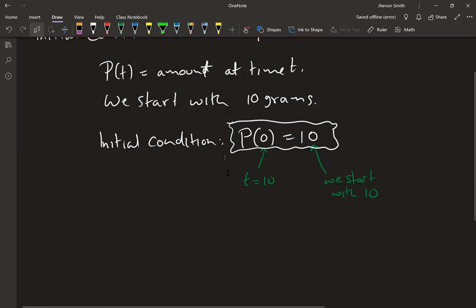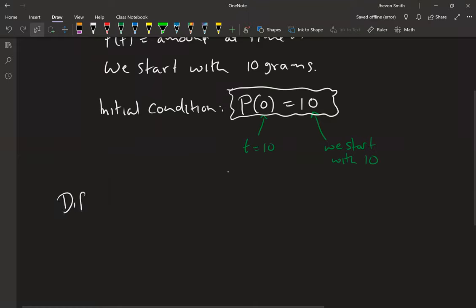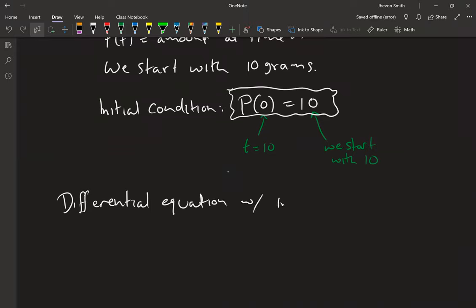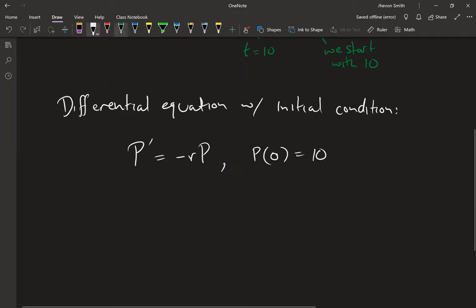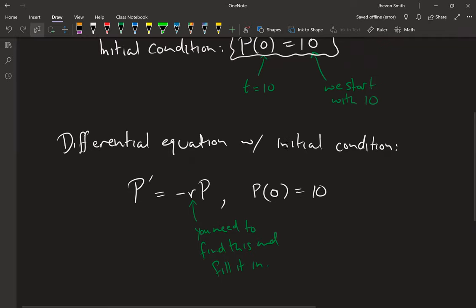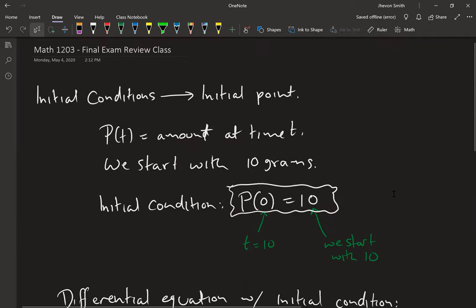So if you have the differential equation, you might remember, so if I ask you about a differential equation with initial condition, then that's you writing down the statement P prime equals, if this is say decay, minus RP, comma, then you'd write P of 0 equals 10. And of course, you would need to fill in this R value. So that's it. Initial condition is just that one little equation right here that basically tells you at the start we have this, but you write it in this form.